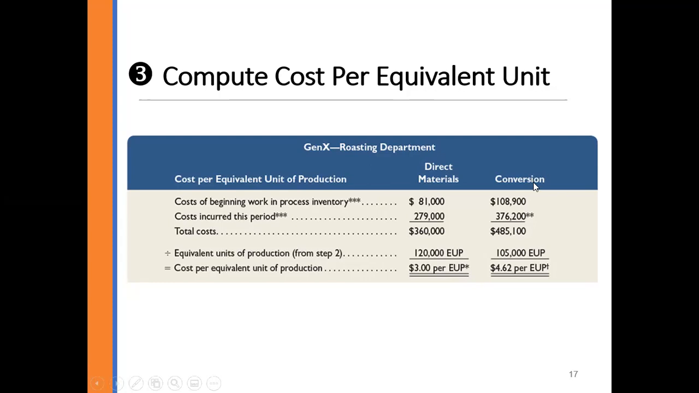Conversion cost, again, conversion cost being labor plus overhead. If we had labor and overhead of 485,100, and that was for the equivalent units of production, 105,000, that gives us a cost of $4.62 per equivalent unit of production.